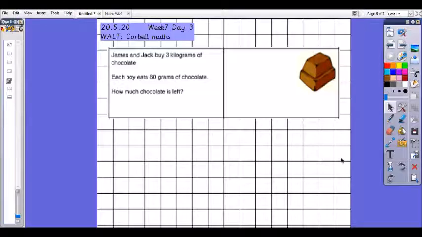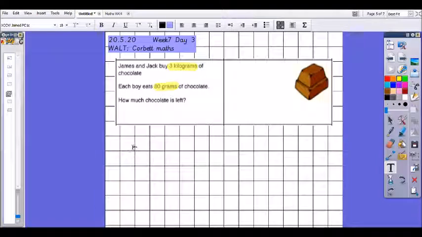The next question says, James and Jack buy 3 kilograms of chocolate. Each boy eats 80 grams. How much chocolate is left? The first thing I'm going to do is convert the kilograms into grams to make it easier for us to work out. So I know that 1 kilogram is the same as 1,000 grams. Therefore, 3 kilograms is going to be the same as 3,000 grams.